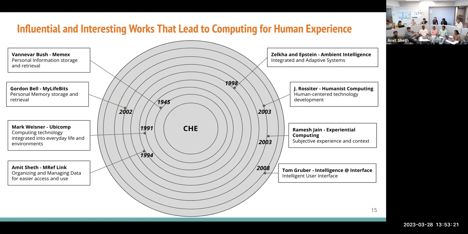Further, when we come to the idea of humanist computing and experiential computing, both were ideated in 2003. Both of these ideas are very similar. What both consider is that whatever technology you build or whatever AI system you're trying to build should have humans at the heart of it. Before solving any technical aspect, it should consider humans. But here they differ on two other aspects of human experience. Humanist computing was given by Jay Rossiter, and in 2003 he mentioned that technology should be human-centered, and should be developed by keeping human values and needs at the center of it.